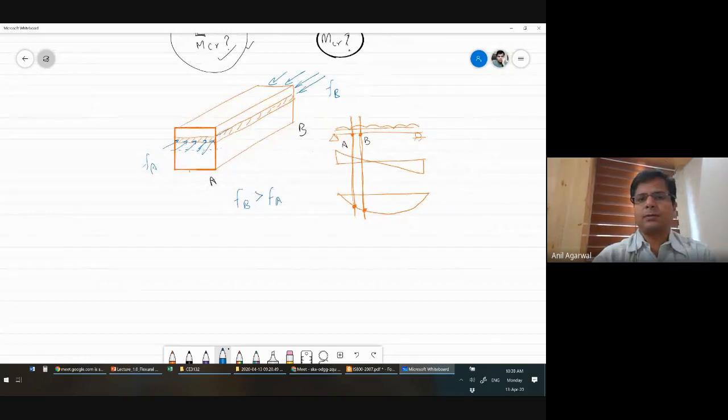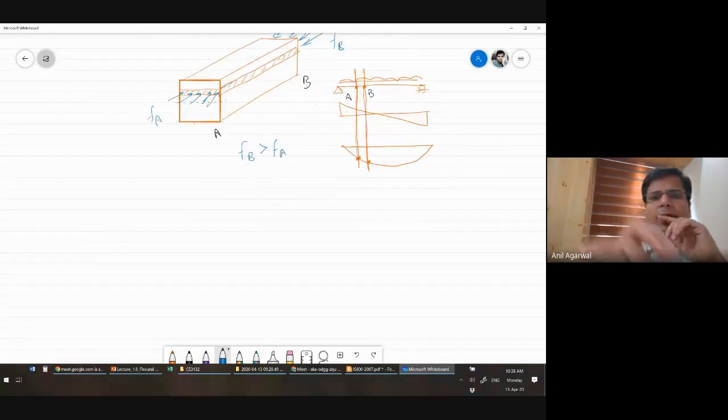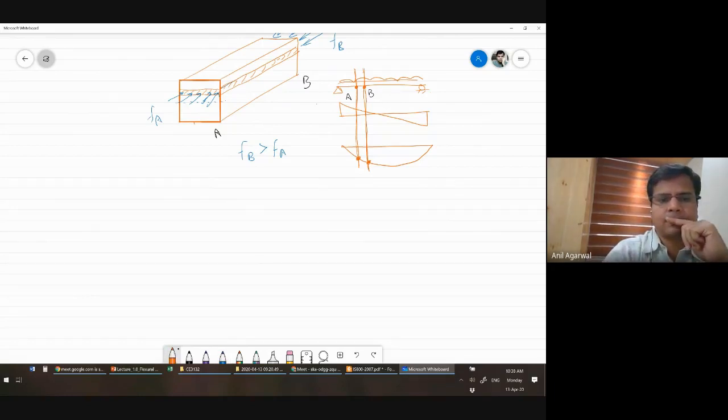Any doubts so far? Now if you look at only this strip, I'm drawing only that strip now.